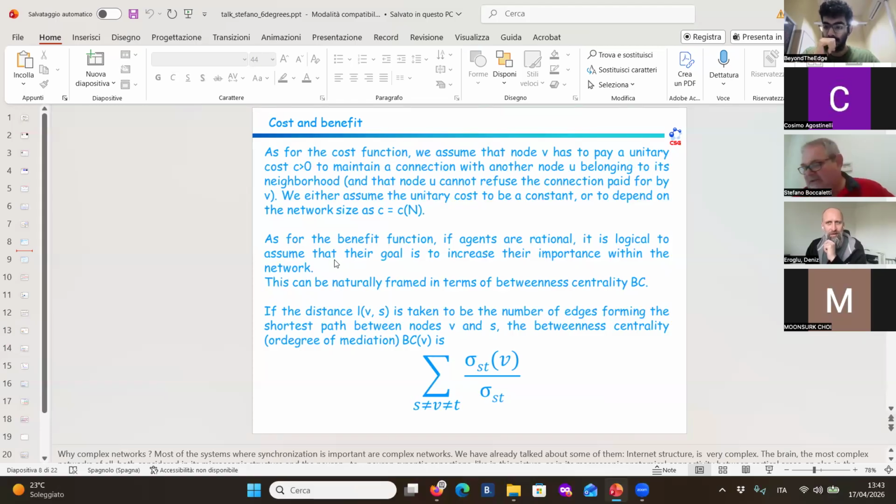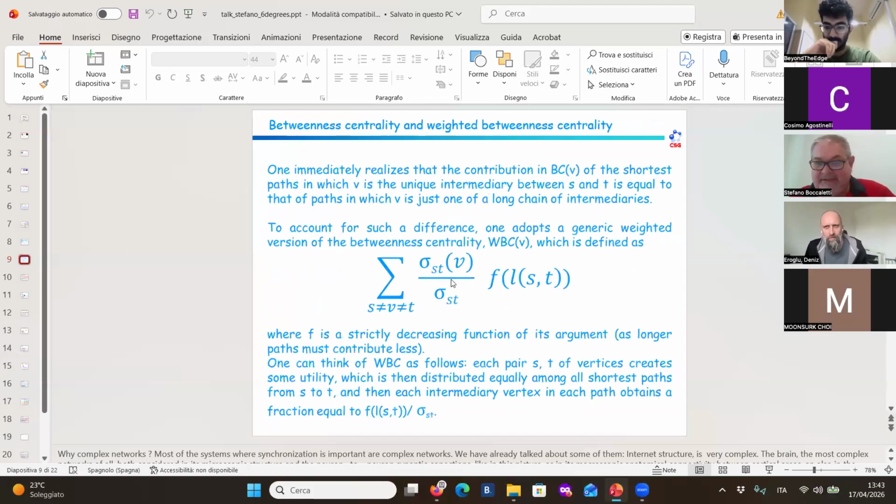No, for any strictly decreasing function you get 6. The problem is another. I have no time to enter in detail, but it's written in the paper. The problem is that to calculate the weighted betweenness centrality, node V must know the entire structure of the network, because it has to take all possible pairs and calculate the shortest path. Now, in normal conditions, it's not reasonable that one single member of the social network knows the whole structure of the network.